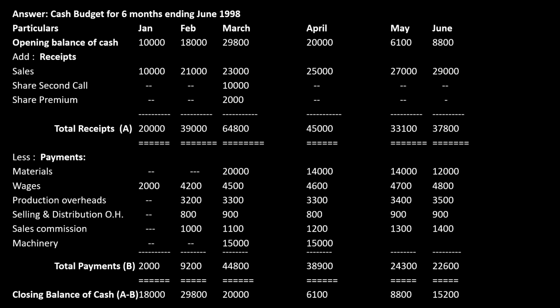Then wages. The problem says what are the wages? Half month. We did already the working note. The answer we got in the working note will be transferred here as it is. The next one, the production overhead. The problem says delay in payment of overhead is 1 month. So both overheads, selling and distribution and production overheads, are delayed by 1 month. If we incur an expenditure in January, we make the payment for the expenditure only in February. The same way for sales commission.